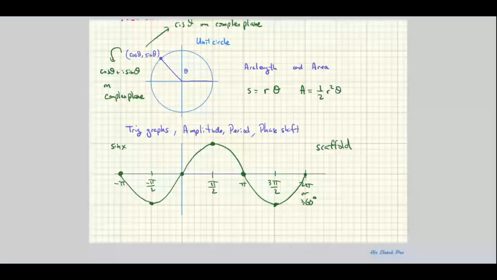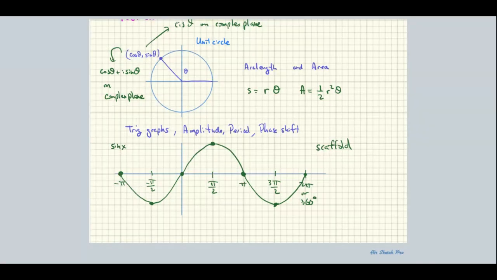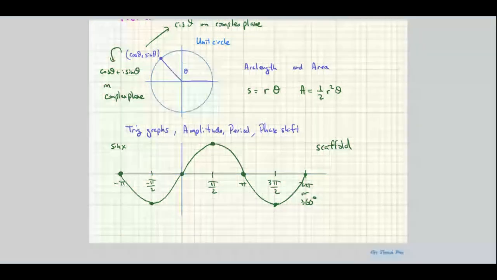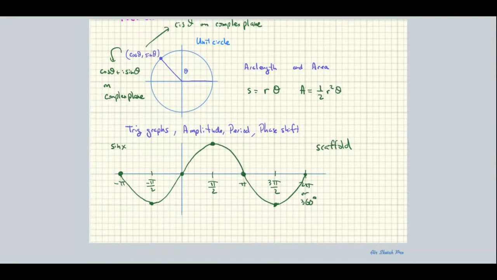All right, so that's the basics, yeah? But we also want to talk about amplitude, period, and phase shift, yeah? Amplitude, well, all that does is stretch this thing up and down, right? Period has to do with the angular speed, omega, right? And in particular, I'm going to draw another curve over here on the side.